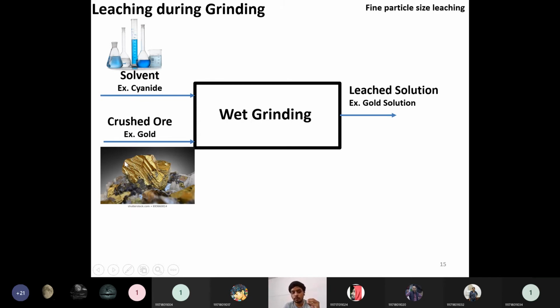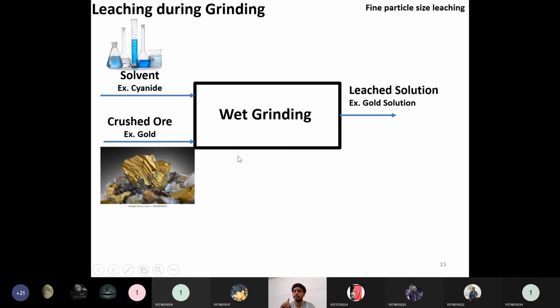In order to lower the coarse particle size and increase the accessibility of the solvent to the ore, the grinding operation will be carried out. The particles will be converted into fine particles. When you convert the particles from coarse to fine, the efficiency of the leaching operation will be increased. Here the idea is, inside this grinding operation itself, you inject the solvent.